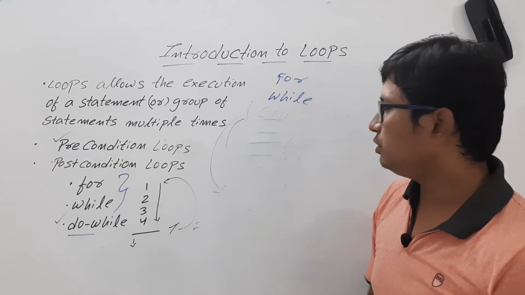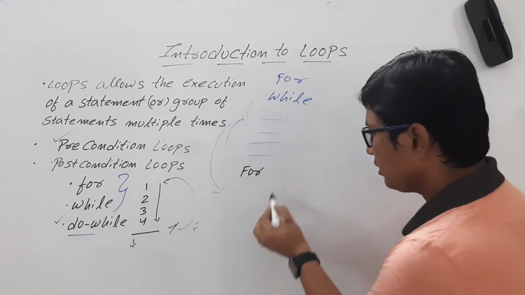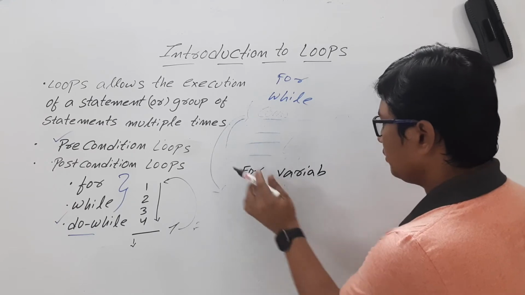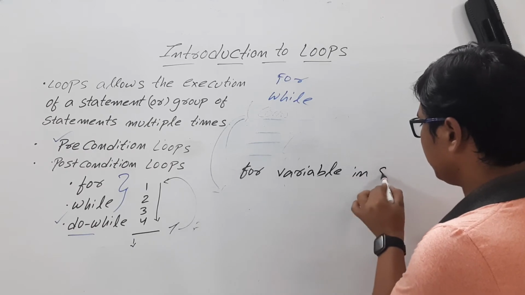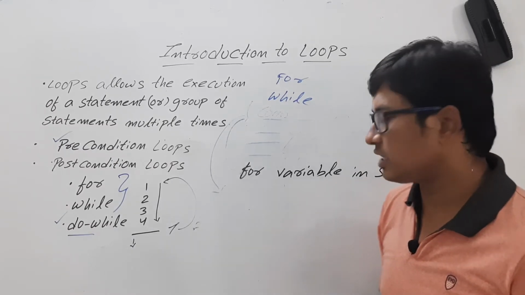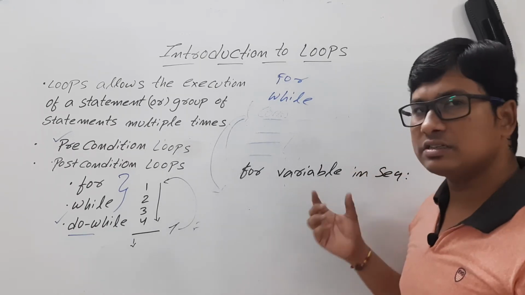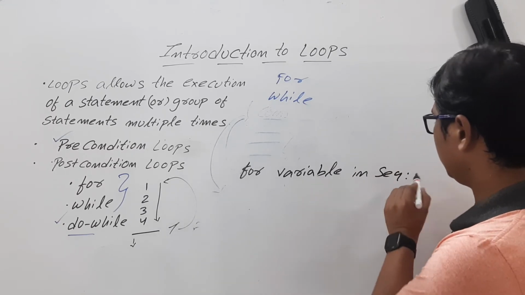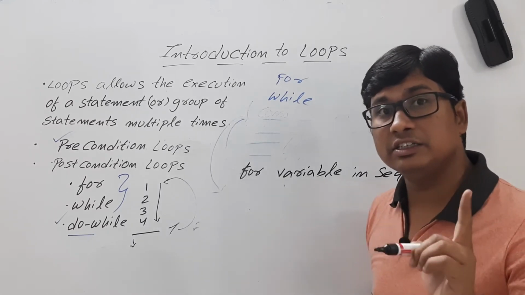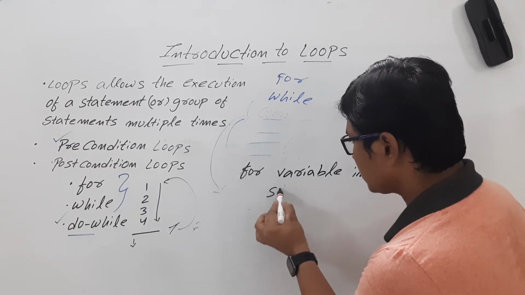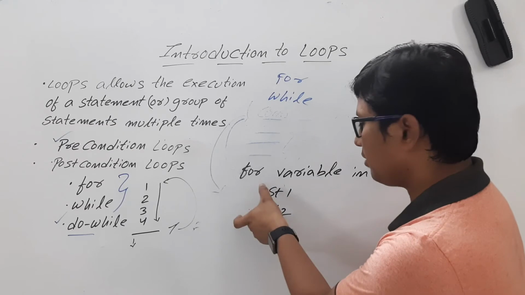Now the for loop will usually look like this: you will have for as a keyword, then a variable, in, and a sequence. That sequence can be a list, or a tuple, or a range. All these things we will discuss in the next video. Then you will keep the colon, and then the indentation will start. The indentation plays a major role. The statements you want to execute if the condition is true, those statements you have to write here after the indentation.